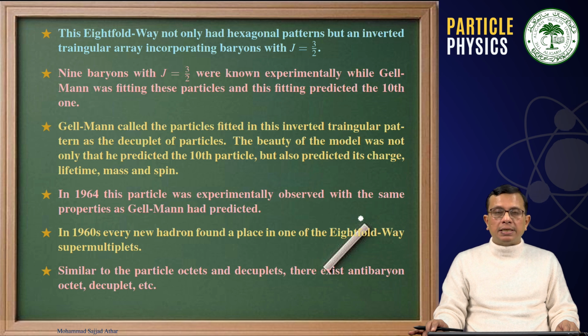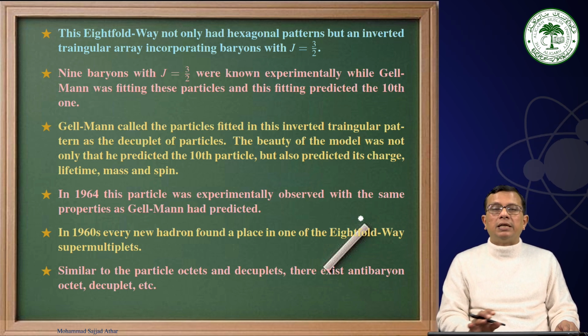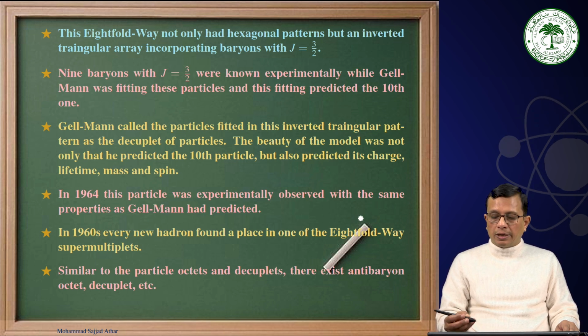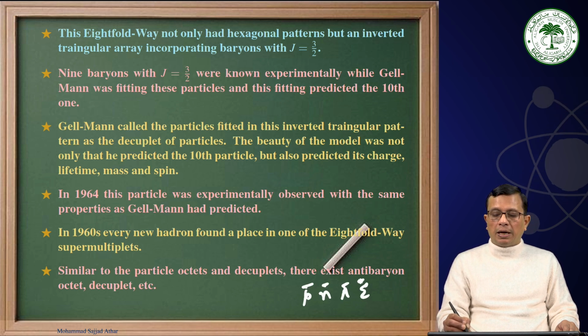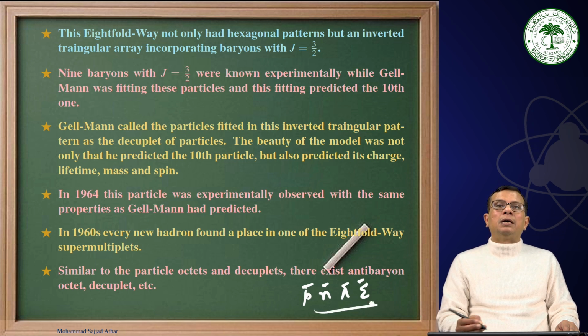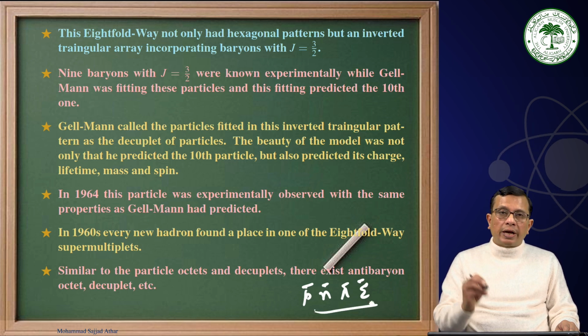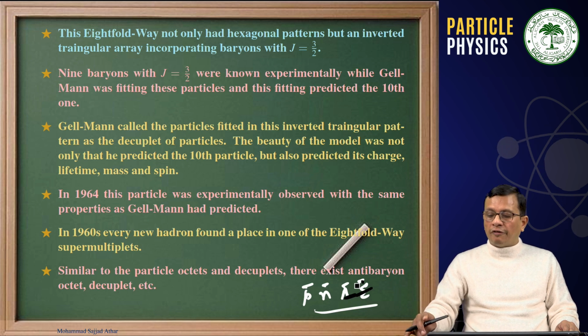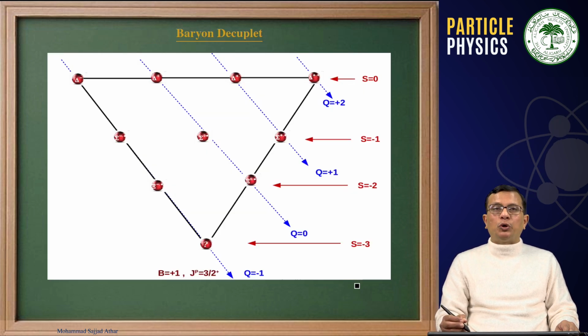Similar to the particle octets and decuplets, there exist an anti-baryon octet and anti-baryon decuplet, because we are talking about proton, neutron, lambda, sigma. They are all particles. They have all got baryon number +1. But we also had anti-proton, anti-lambda, anti-sigma, etc. particles. Therefore, we had a similar octet for anti-particles, and these patterns were also found to be there in the case of anti-particles. Therefore, here I am showing the decuplet.